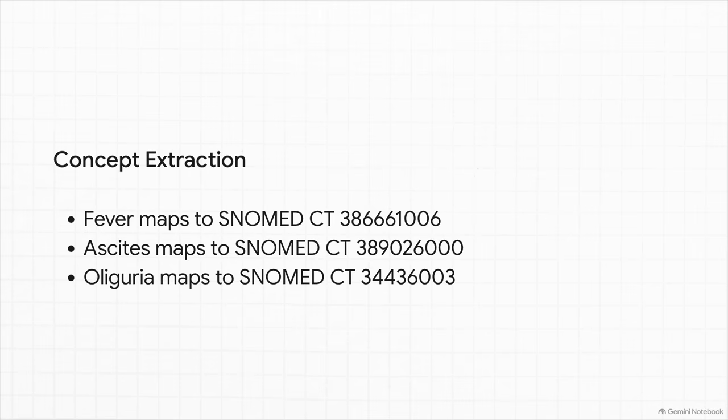A lightweight, totally deterministic layer maps those plain English phrases strictly to canonical SNOMED CT concepts. Fever gets an exact ID. Ascites, exact ID. Low urine output maps perfectly to the medical term oliguria and gets its specific ID. And the true superpower of this system? It absolutely refuses to guess. If it isn't completely confident, it just won't make a match. It demands absolute, uncompromising accuracy.